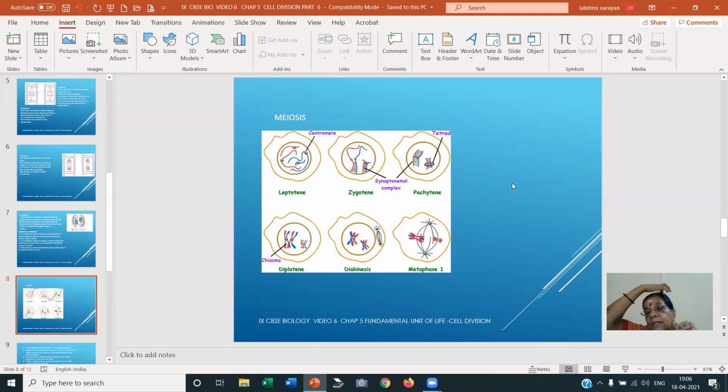Paternal, father; maternal, mother. We learn sperm and ovum, it is the same. Right? In that, these two chromosomes are called homologous chromosomes. So during the leptotene stage, these chromosomes from the coiled position become uncoiled, clear and distinct.